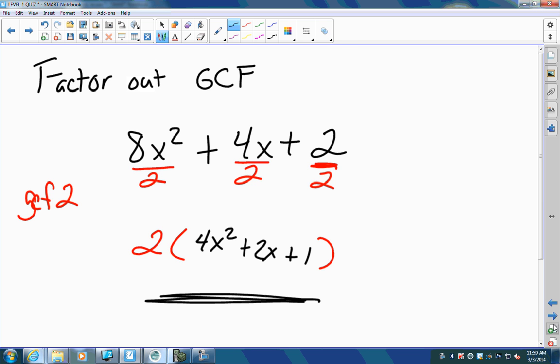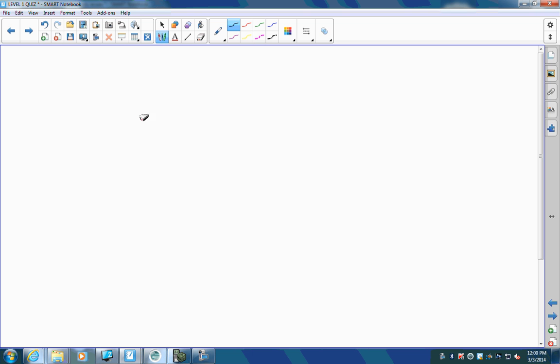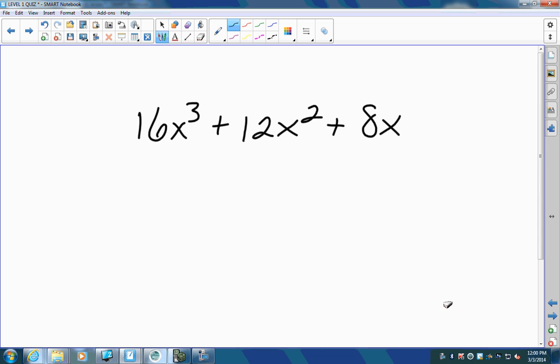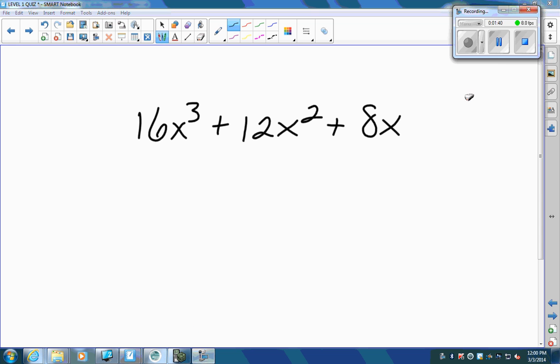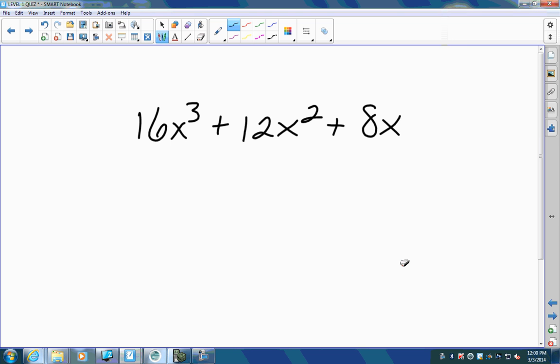Now, let's look at another one. I'm going to ask you again to factor out the GCF. First thing you need to do is find the GCF. I look at the smallest number. Does 8 go into 12? No. 4 does. 4 goes into 12. Does 4 go into 16?